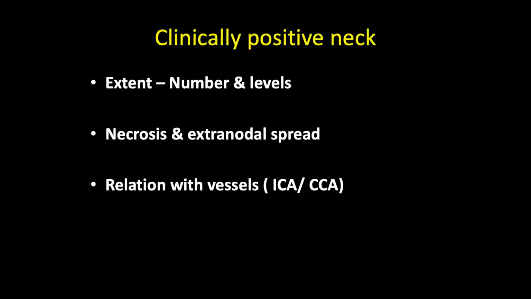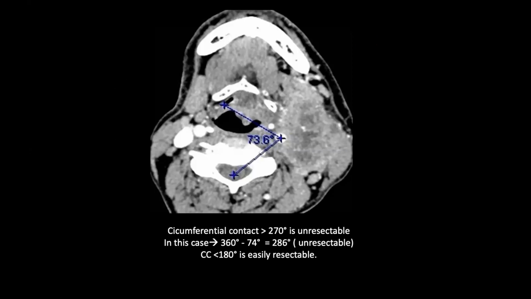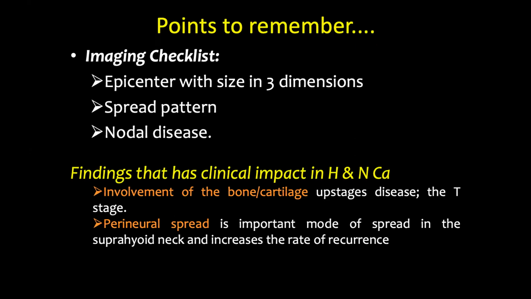extranodal spread. And relationship with ICA and CCA are very important, especially with the ICA, because you might need to resect the ICA and then you need to do a balloon occlusion test, and the contralateral circulation has to be evaluated. So this is an example of a circumferential nodal mass which is involving the ICA, and the common carotid is involved more than 270 degrees, and it's an unresectable disease.